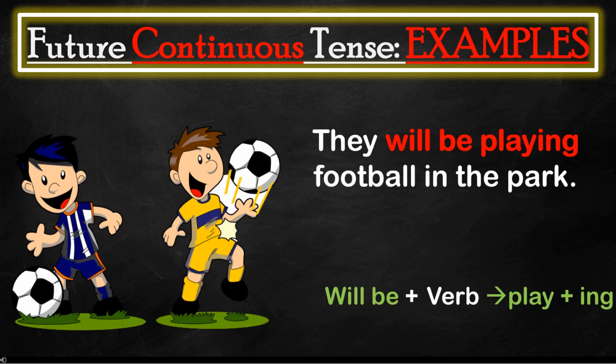Look at the picture and then read the sentence. They will be playing football in the park. Here we already have to add will be and the base form of the word play remains plus ing. So in this sentence, will be playing together form the future continuous tense.